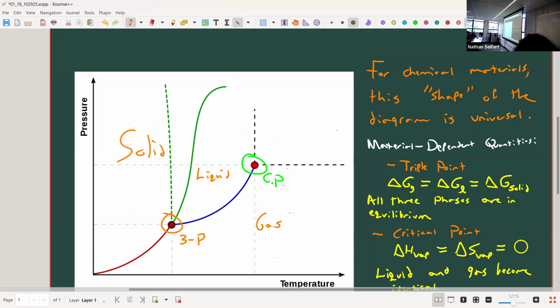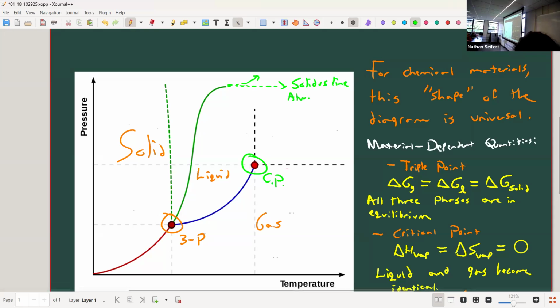Right? It might level out, it might increase, it might go up. Who knows, right? The solid line, the solidus line, as we call it, always exists.